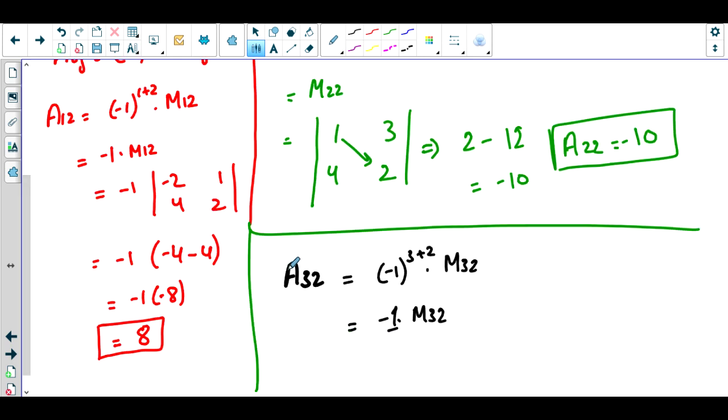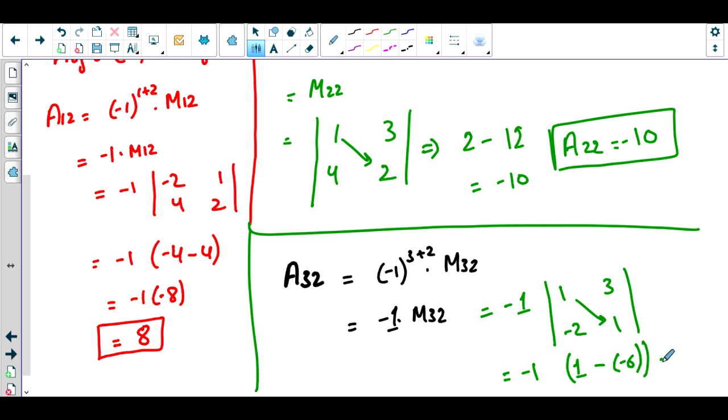Right? This is how we are doing so far. So we have -1 into 1, 3, -2 and 1 that we got when we removed the third row and the second column. So -1 into 1 into 1 is 1, minus from the formula, and -2 into 3 is -6. So when we solve it, it becomes 7, because 1 plus 6 is 7, then times -1, it will be -7. The cofactor A32 is -7.